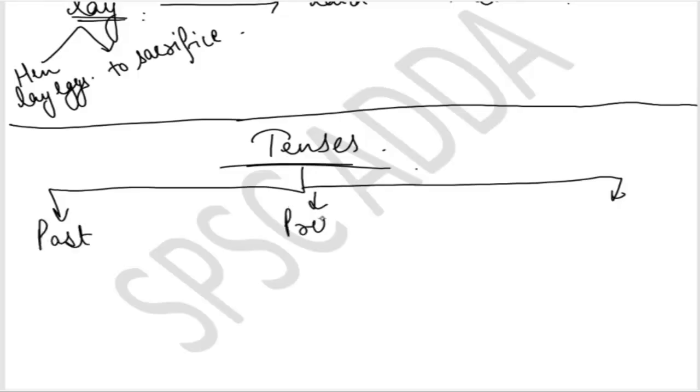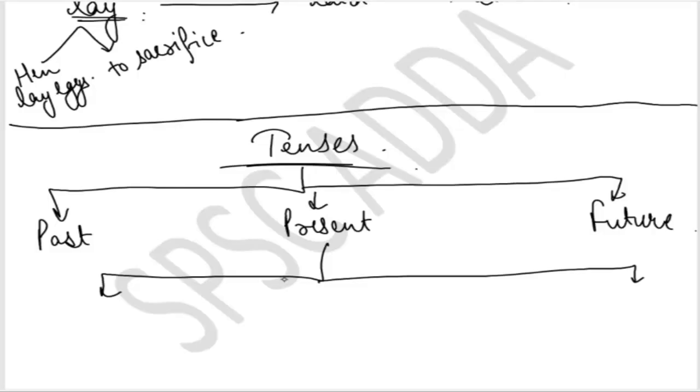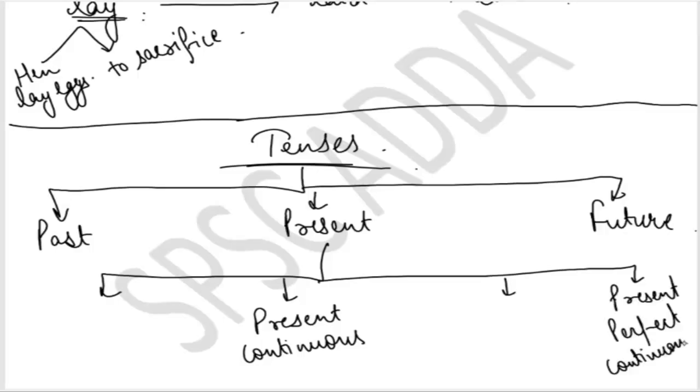Now come to the subtypes. Give me the subtypes of present tense. Present tense is further divided into how many parts? Present continuous. Okay, present continuous. What else? Come on guys, this is quite easy and I'm expecting answer from you. Present perfect continuous. See, I will tell you. Tenses are divided into 3 parts: past, present, and future. Past defines things which has already happened. Present defines the things which is going on, and future defines which is going to happen.